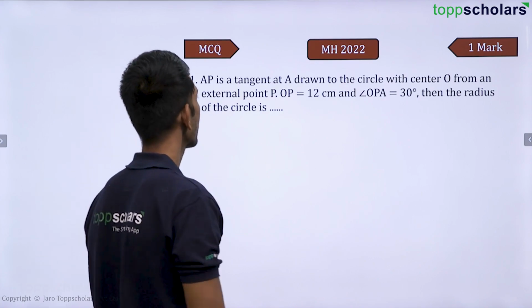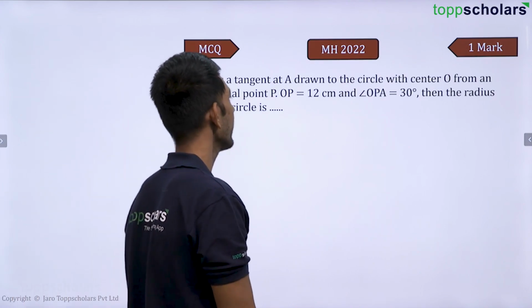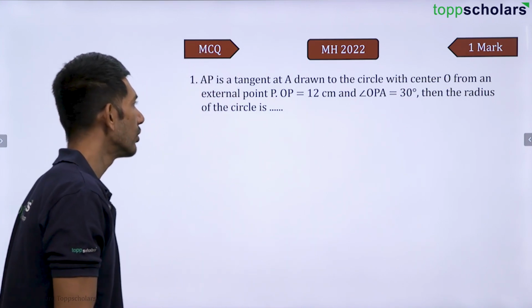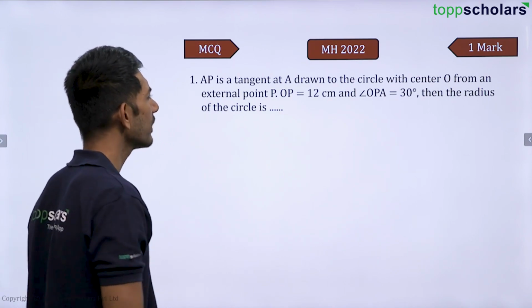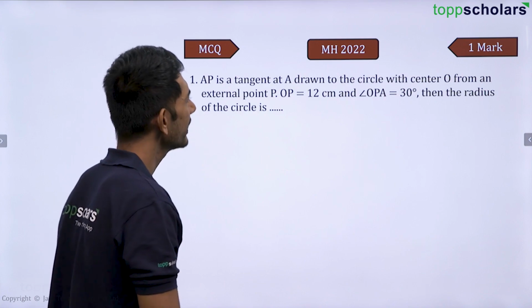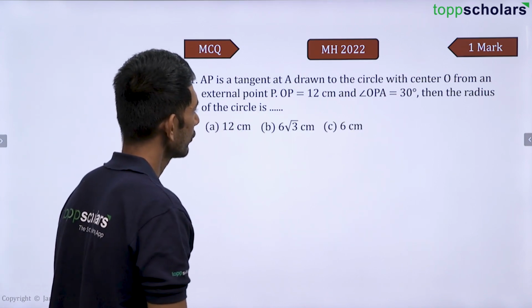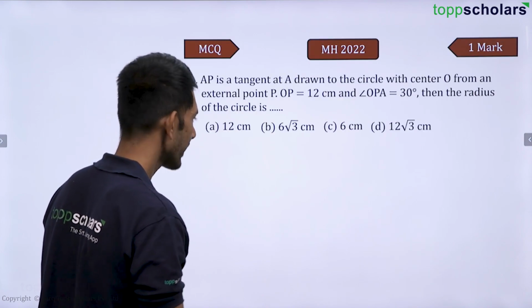So we have a one marker. It says AP is a tangent at A, drawn to a circle with center O from an external point P. OP is 12, angle OPA is 30 degrees, then what is the radius of the circle? Okay, so there are options. Figure is not given, but no worries, we can draw the figure.